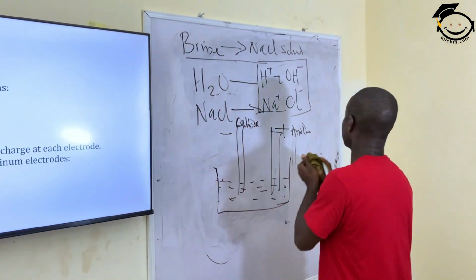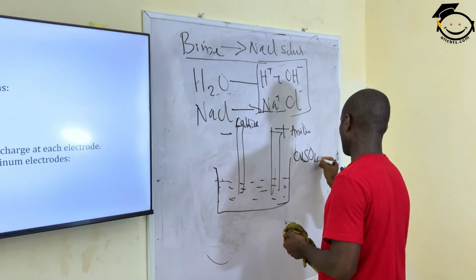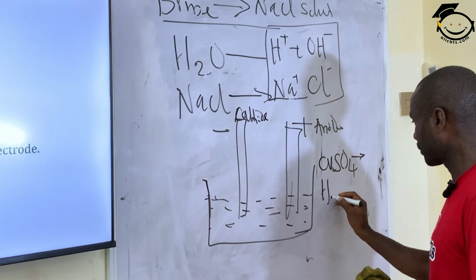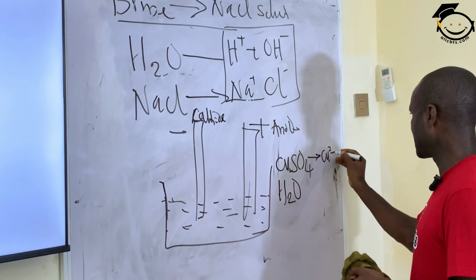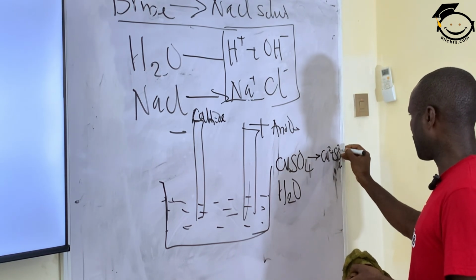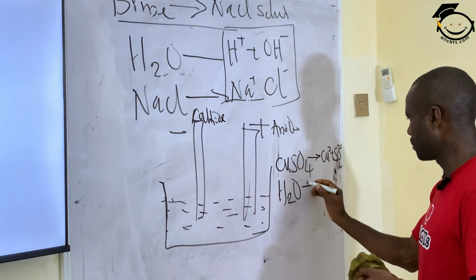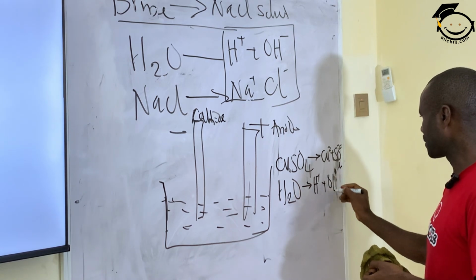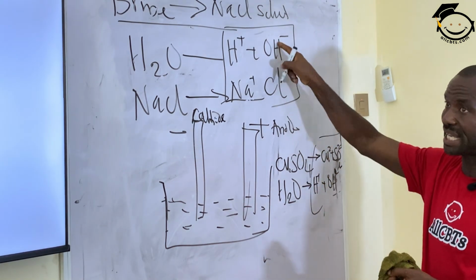CuSO4 solution means copper 2 sulfate is dissolved in water. So the likely ions here are Cu 2 plus and SO4 2 minus. Can you see? These 2 ions break down. Then the water will give you hydrogen ion and hydroxide ion, as usual. So 4 ions are going to compete, just like we said above.